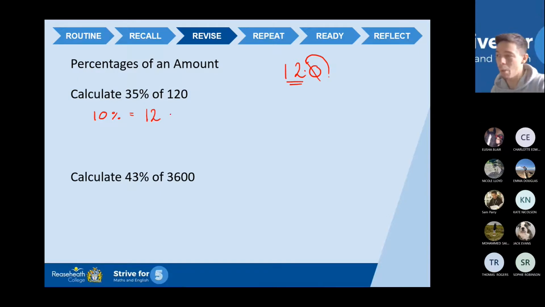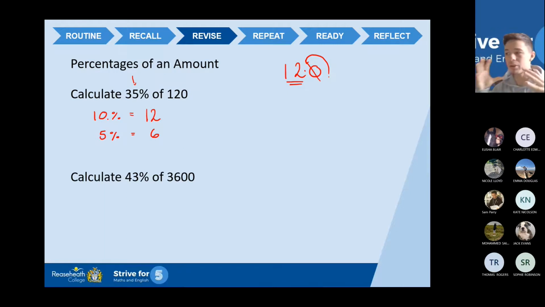Okay, now I know at one point I'm going to need a 5% because I'm after 35%. So it's going to help me if I have a 5% value. Now, I'm going to ask the chat here actually, how do I work out 5% using what's on the screen? So if I know 10% is 12, how can I work out my 5%? All of your suggestions are welcome. Half the number. Yeah, half the 10% value, half the 12. Yeah, is that what we're saying? So half of 12 is 6. So if 10% is 12, 5% must be 6.